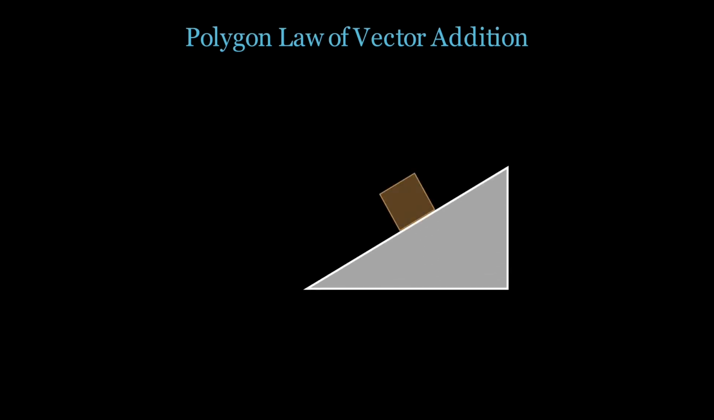So imagine a box resting on an inclined plane. Since it's at rest, this means that all the forces acting on it must cancel out. There are 3 forces at play here: the gravitational force mg, which acts vertically downwards, the normal force N, which acts perpendicular to the surface, and the frictional force mu N, which acts up the slope to prevent sliding.